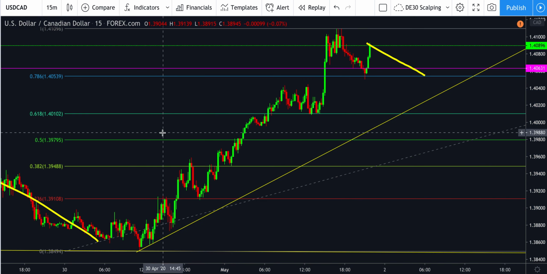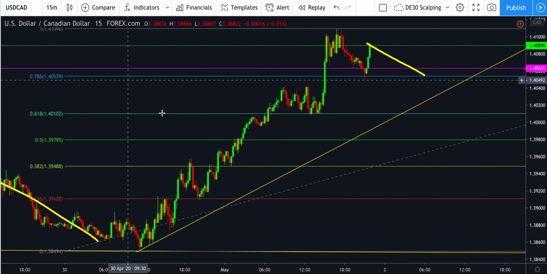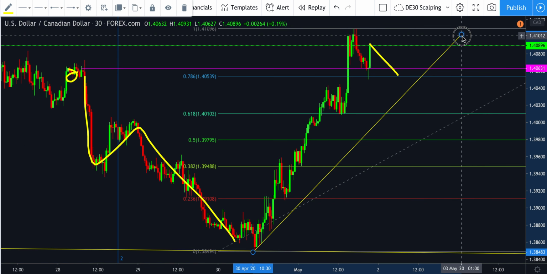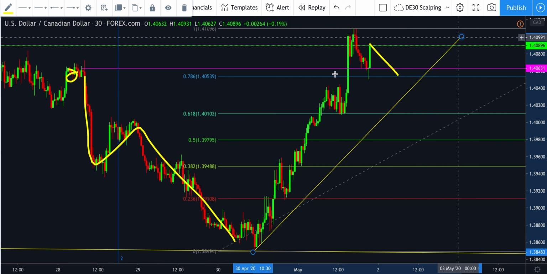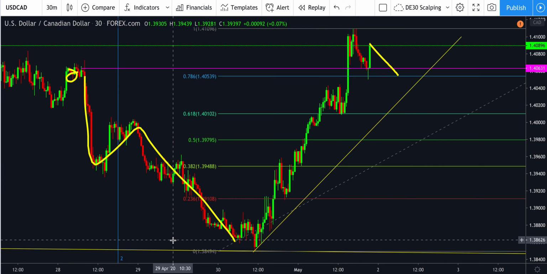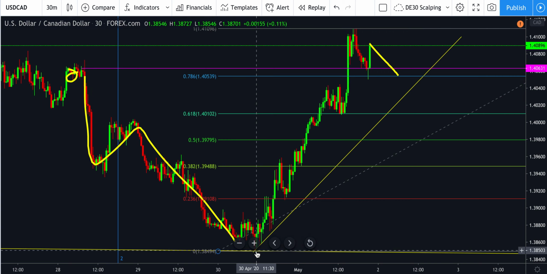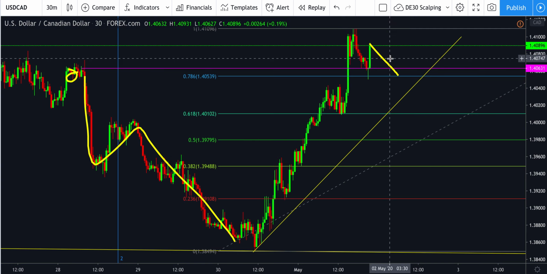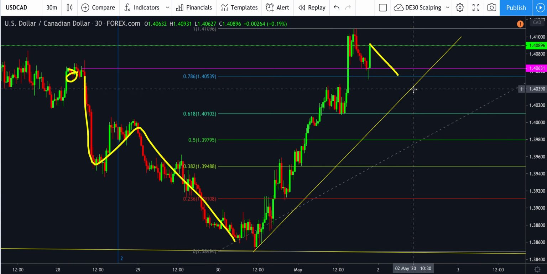I always use the first two points because they are the most accurate, and more often than not price would come back and test this trend line that includes the first two. The first point is the peak or the bottom, and then you have the second point, which is the first swing, in this case the first swing low.